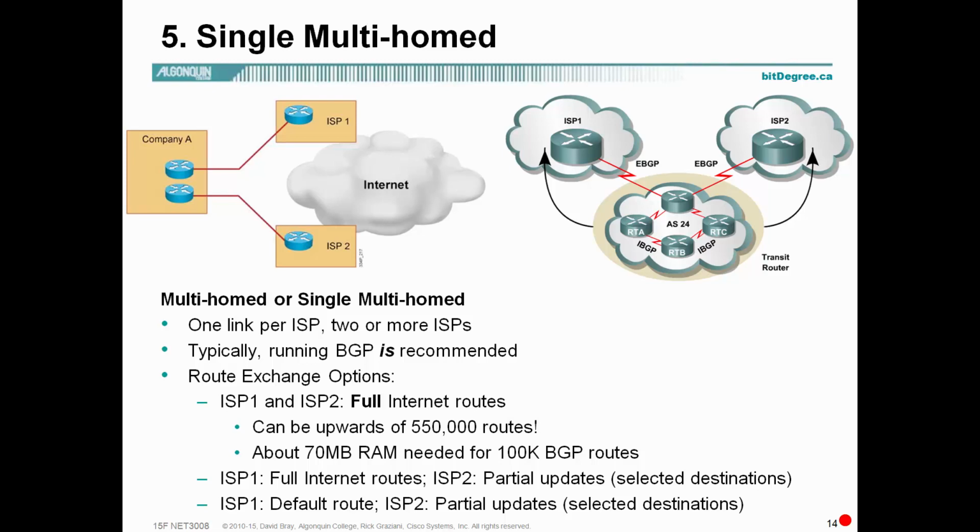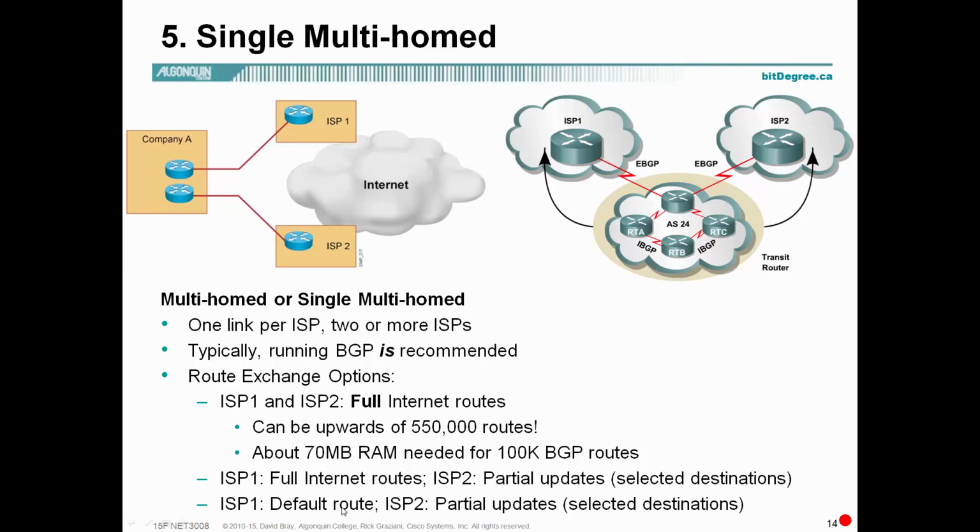Another thing you can do is have partial updates with one of them, again, selected destinations, whereas the other side then is your default route. Meaning what? Well, if you've got more specific routes, it'll take that one, and instead of trying to manage all the routes from the internet through your primary provider, you just use a default route.